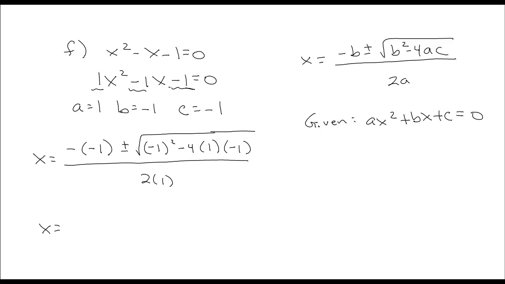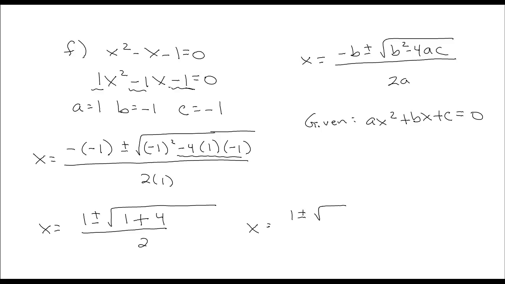So negative times a negative is positive, so the first quantity is just 1, plus or minus. Squaring a negative makes it positive, so 1 squared is 1. Negative 4 times 1 times negative 1. So you have a negative times a positive, which is negative, and then a negative times a negative, which actually turns this overall result for this quantity here positive. So 4 times 1 is 4, all over 2. So x is equal to 1 plus or minus the square root of 5 all over 2.